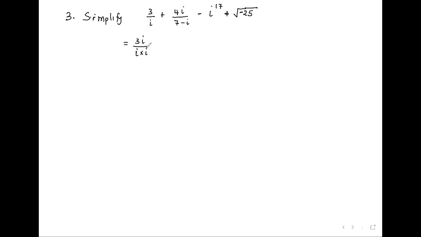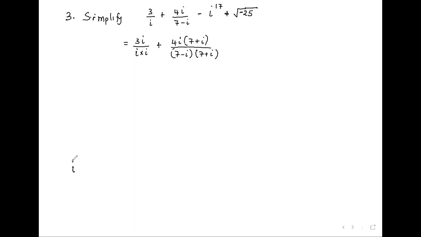Then plus 4i, we multiply again by 7 plus i and divide by 7 minus i multiplied by 7 plus i. So there we are going to get it. Then what about i to the power 17?